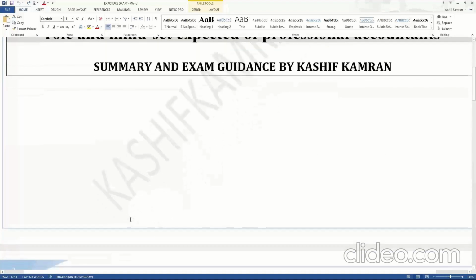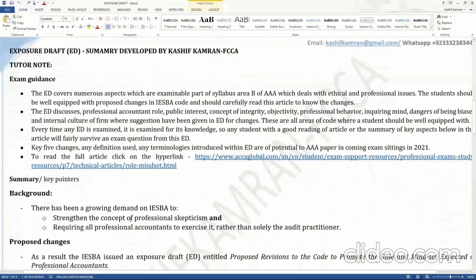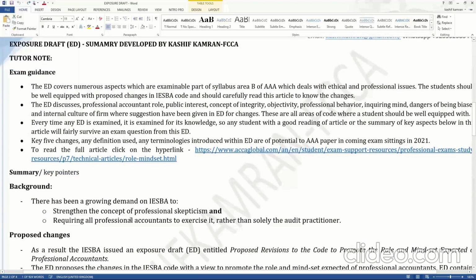Now, I try to make a summary over here, and I just want to read that with you. I believe this revision has come to the code, and the code is the syllabus area B of your paper, and syllabus area B of your paper is ethical and professional issues. Now, as part of your syllabus, as a AAA student, you should have an idea about the code of conduct. And the code of conduct is syllabus area B.